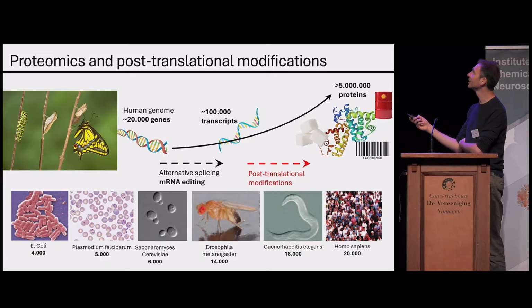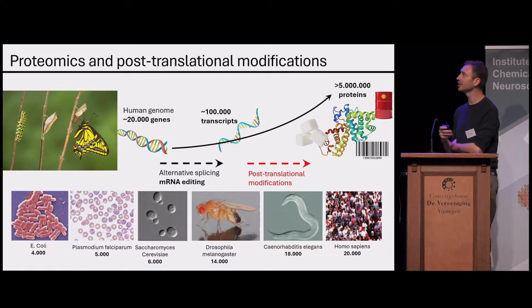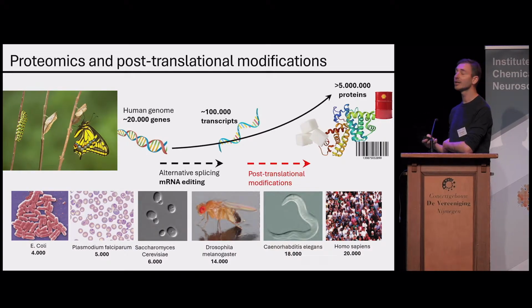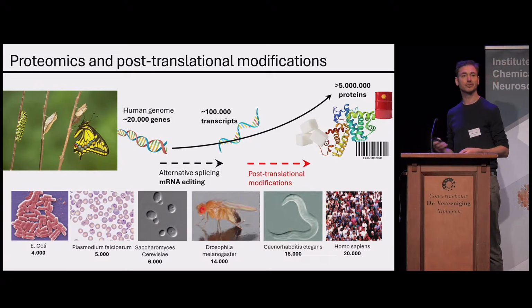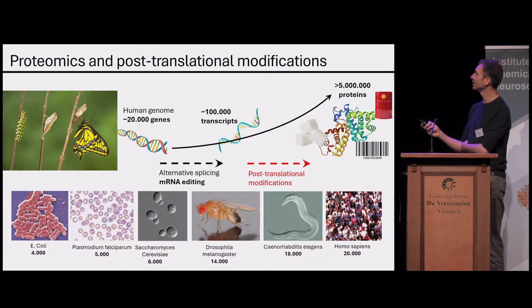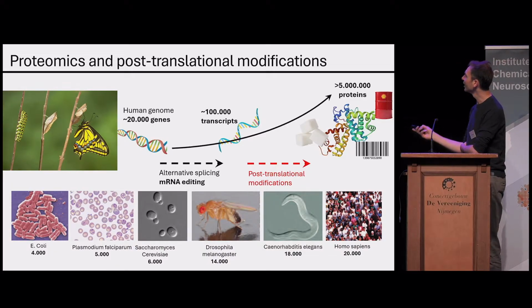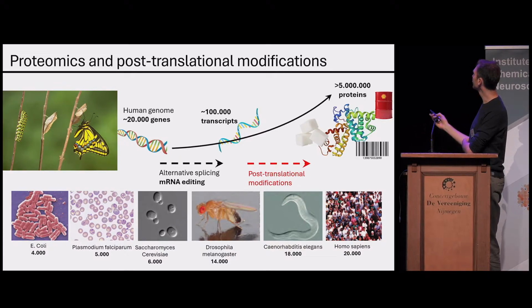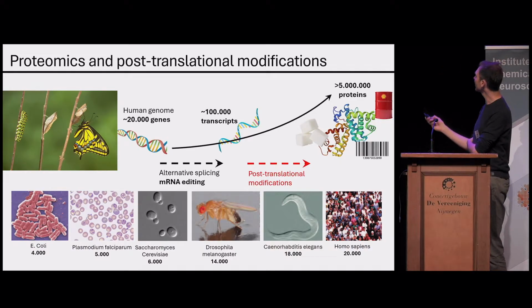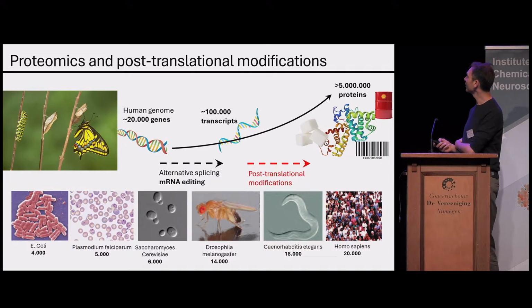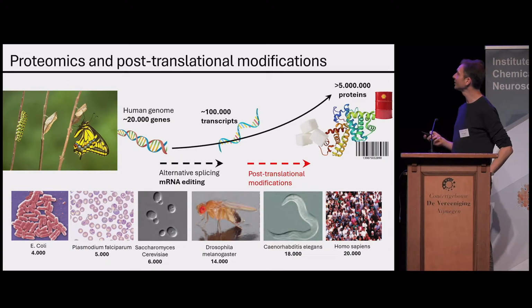As a highlight of why these post-translational modifications are important, we have this classical example of the caterpillar that turns into a butterfly. They have exactly the same genome, but the phenotype is completely different because different proteins are expressed in these organisms. Another example is these different types of organisms that go from 4,000 to 20,000 protein-encoding genes, and we see that it levels off at 20,000 protein-encoding genes to build these complex organisms.